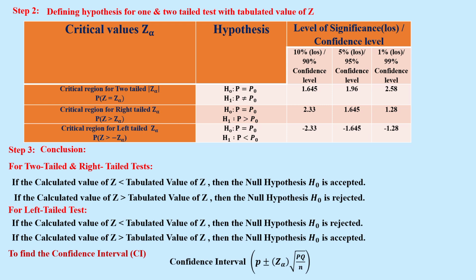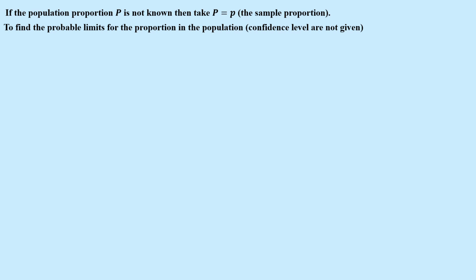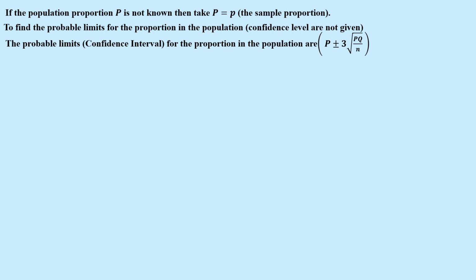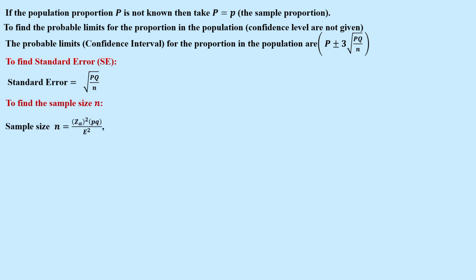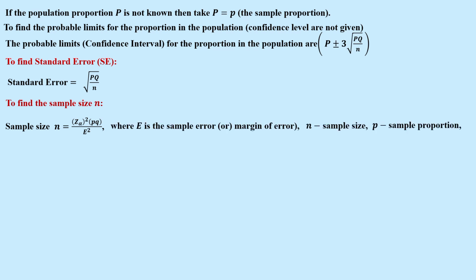Confidence interval formula: p plus or minus z alpha times the root of pq by n. If the proportion capital P is not known, to find the limits, it is capital P plus or minus 3 into the root of pq by n. The standard error is the root of pq by n. To find the sample size, n is equal to z alpha squared pq by e squared, where E is the error.